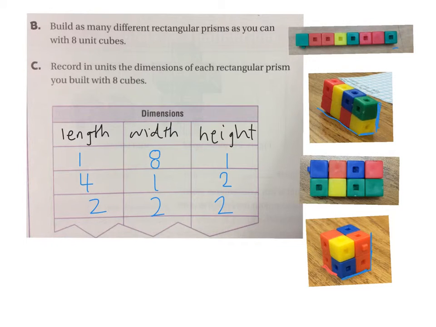Let's see if we can refine that even more. How many unit cubes are in this one? 8. How many unit cubes are in this one? How many unit cubes are in this one? What about this one? So what, with the quiet answer hand, what do these 4 rectangular prisms have in common, even though their dimensions are different? What do they have in common? Marcus?